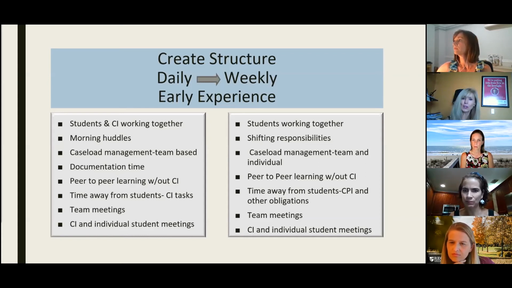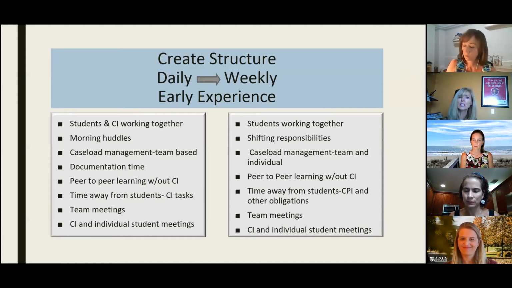Team meetings, I've already kind of talked about it. You have to figure out how you want to do those team meetings. You want to have CI and individual student meetings as well. If we look to the right of this slide, now we're going into maybe the end of the week or the beginning of next week, however you'd like to do it. Students are really working together. They should be more gelled together. They're starting to see some shifting of activities and responsibilities, so more on the students' part, less on the CI's part.